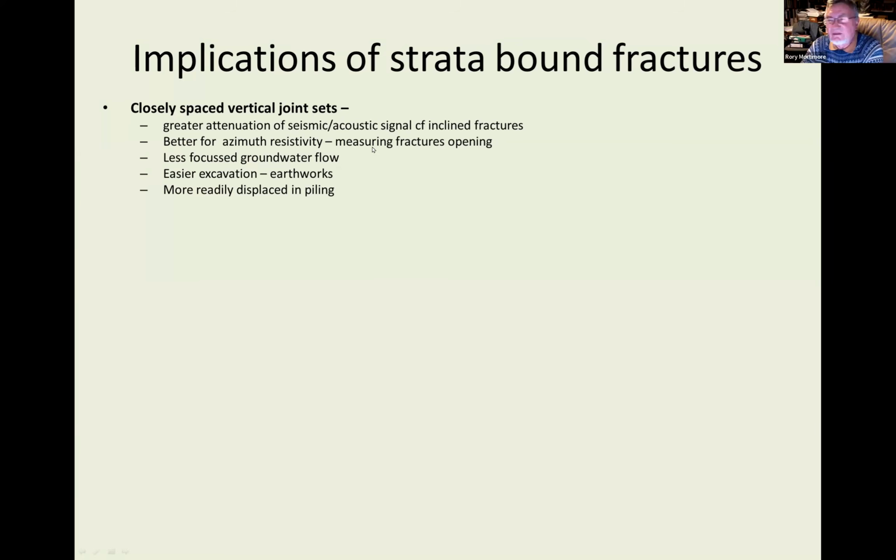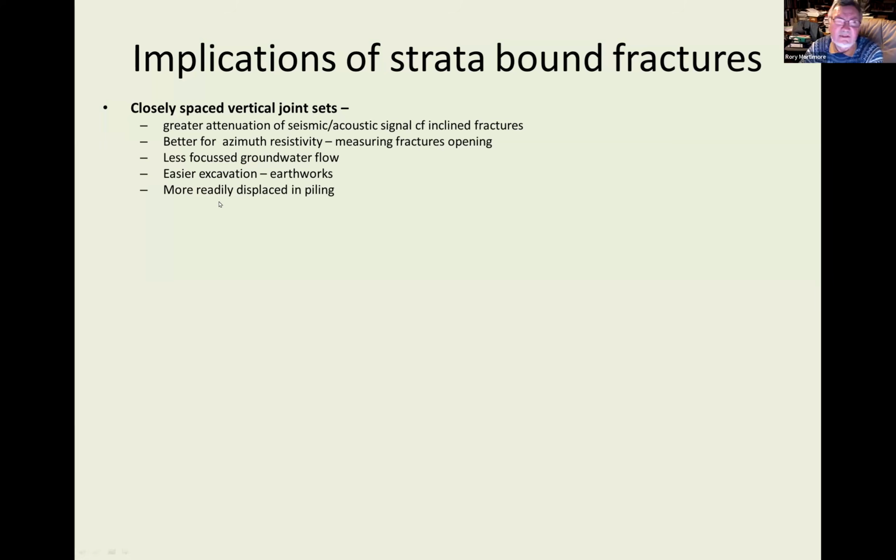In the numerous closely spaced vertical fractures, you're getting focused groundwater flow. So the groundwater flow is much faster and goes almost straight through, with rainfall going down your fractures much more easily. You've also got easier excavation in earthworks, because where we've got the inclined fractures, the rock is much tighter and sometimes very difficult to break out.